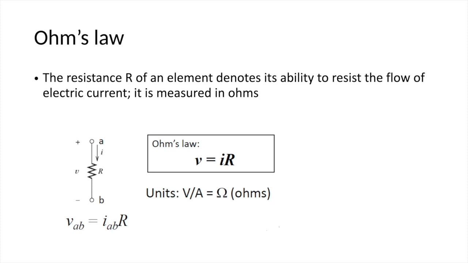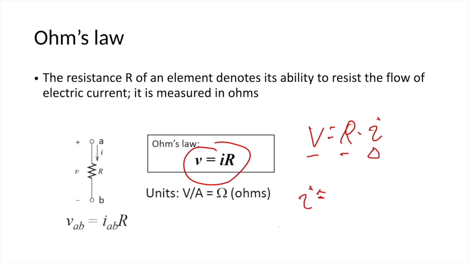The linear relationship is that V equals R times I, and sometimes we know V and R and want to calculate I, so we use the equation that I equals V over R.